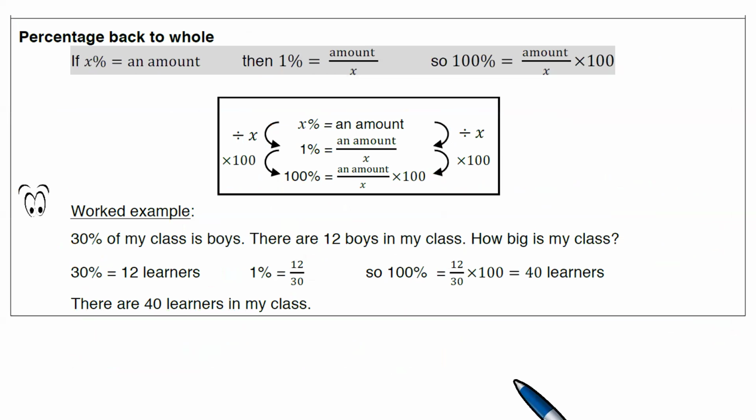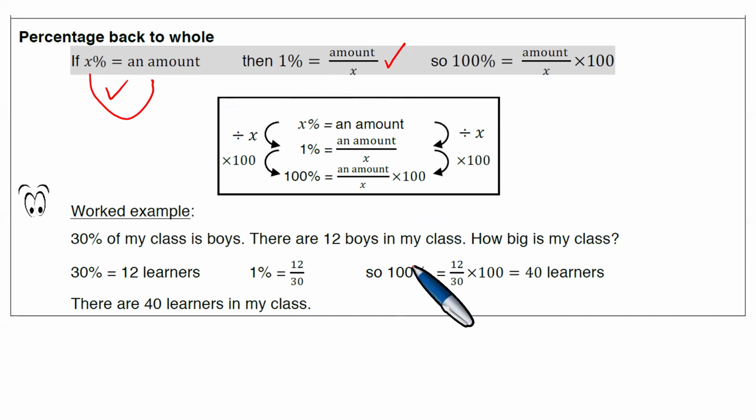There's something we call changing the percentage back to the whole. You might need to change the percentage back to the whole. If X percent is an amount, then 1% is what? 1% is the amount divided by X. It's very obvious. If X percent is equal to an amount, you divide by X to get 1%, so X over X is 1. You get 1% equals the amount divided by X.